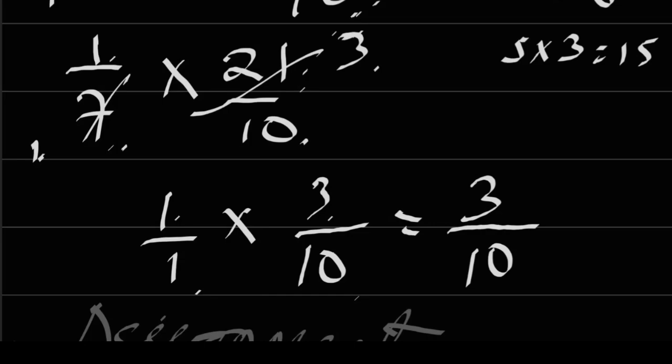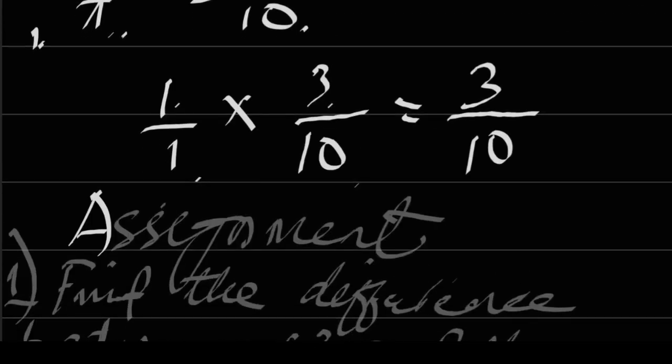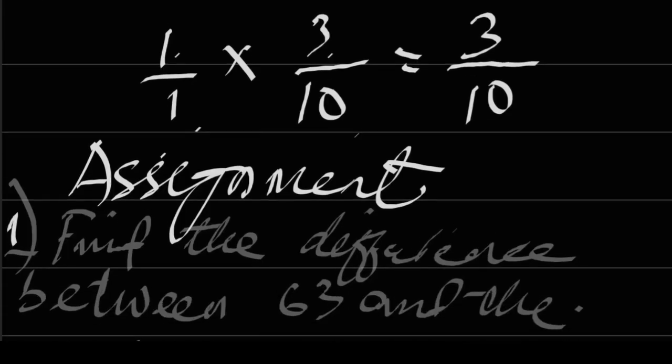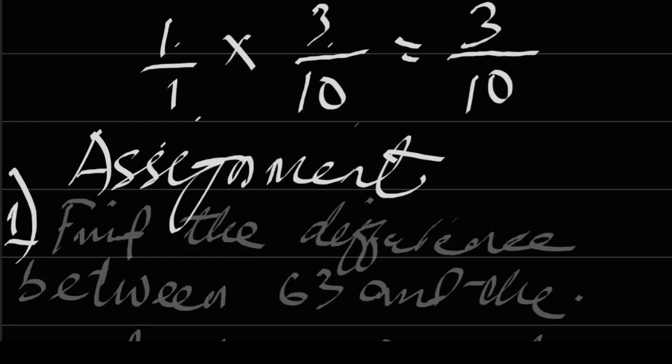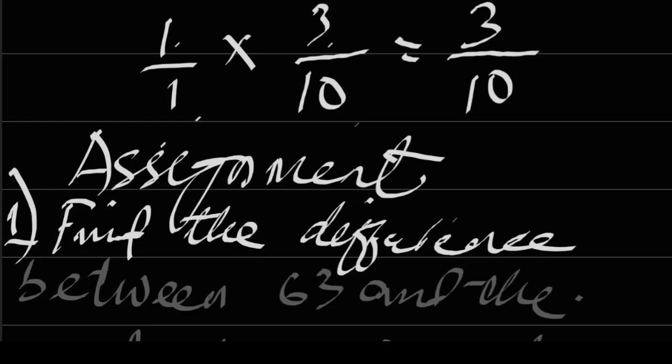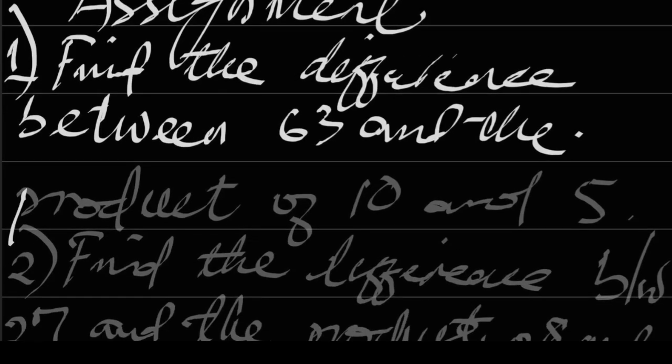So at this point, I'm going to leave you with work. You're going to do an assignment for me. Assignment. Question number 1. Find the difference between 63 and the product of 10 and 5.